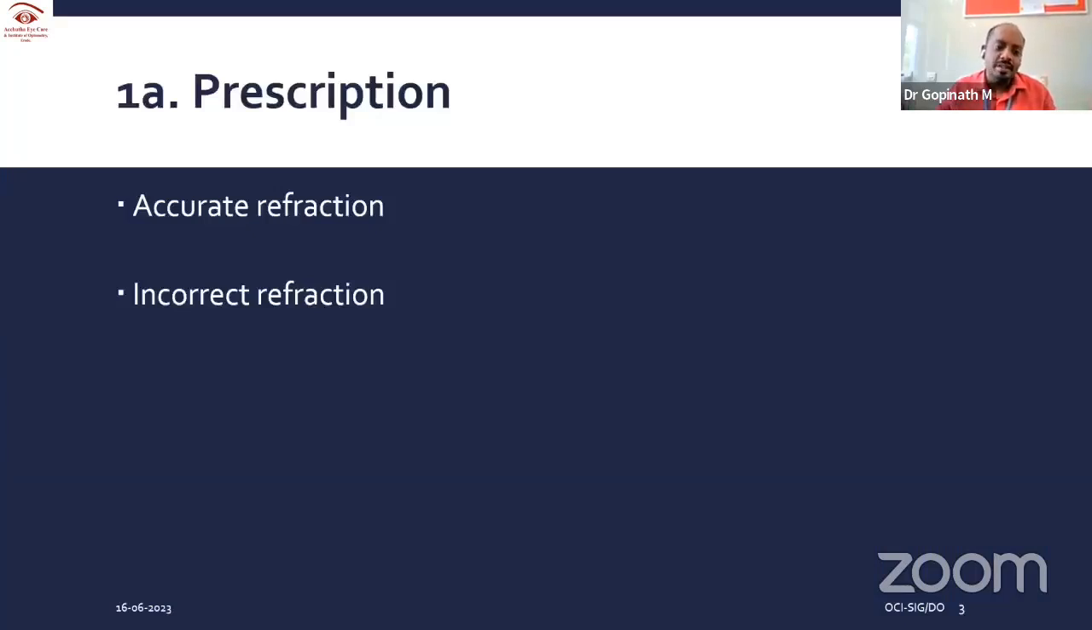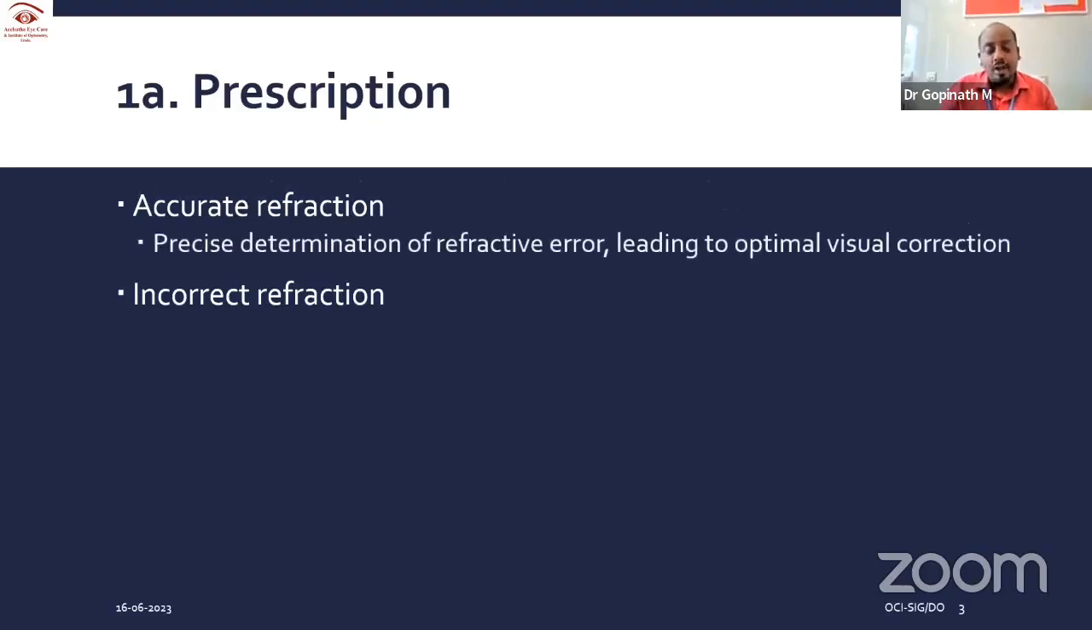First being a prescription. An accurate refraction is very, very important, which is the first step for any spectacle dispensing or even contact lens dispensing. Precise determination of refractive error will give a very optimal visual correction. When there is an incorrect refraction, the visual outcome is going to be much reduced in terms of best corrected vision. So there is again going to be dissatisfaction from the patient or the customer.